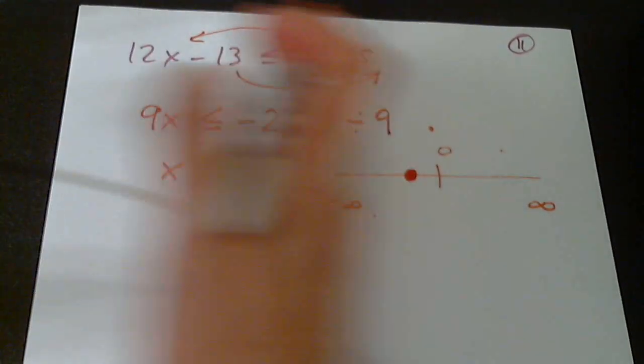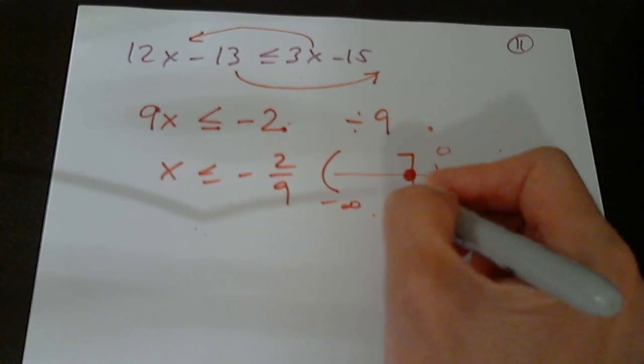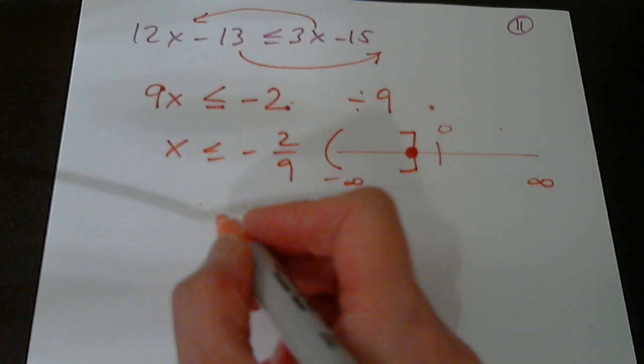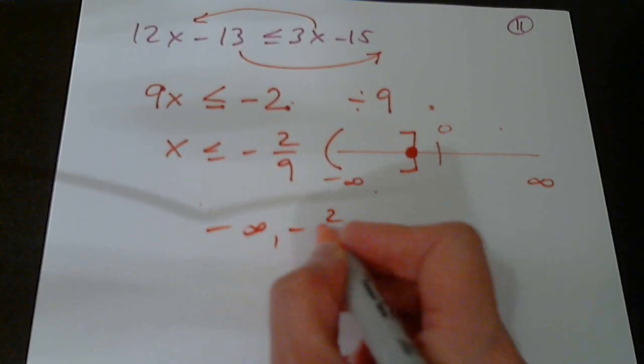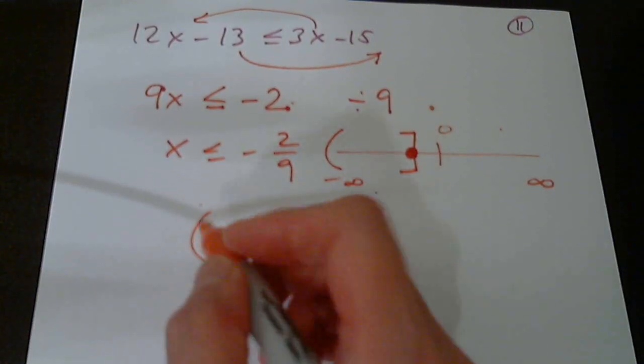Less than, negative infinity, bracket. So negative infinity, negative 2 over 9 with a bracket. And this is it.